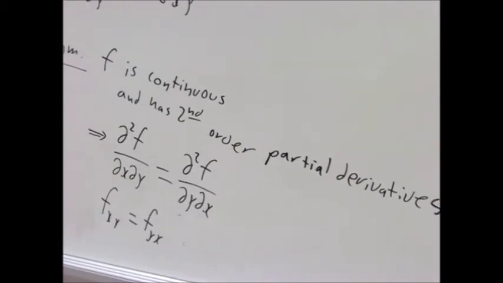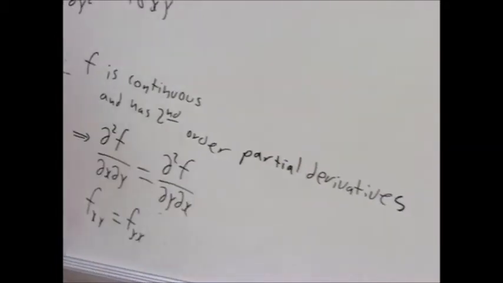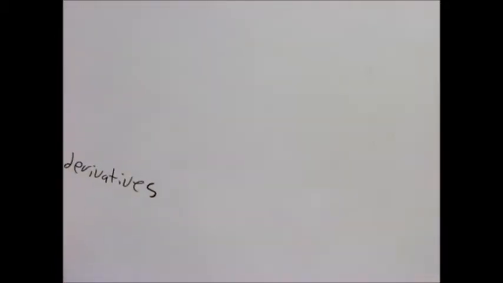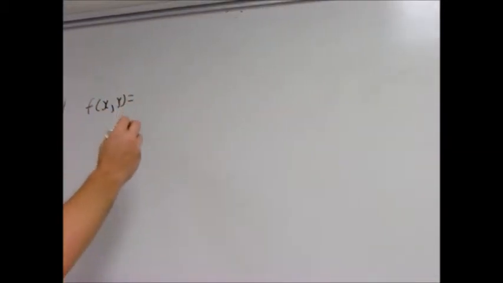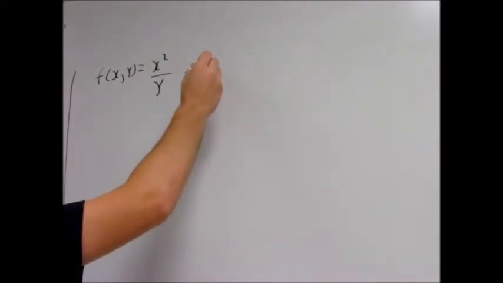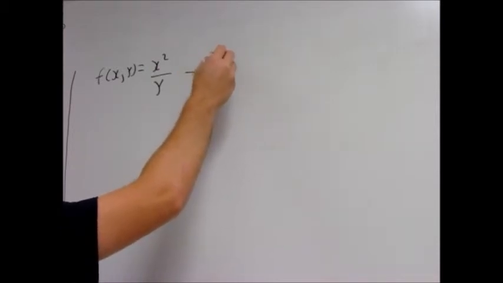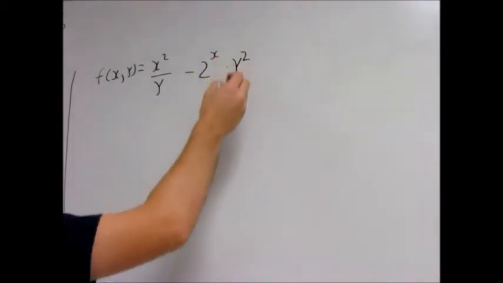So now let's do some examples, maybe a few more examples here, just to convince yourselves that in fact this equality does hold. So let's say we have something like f(x, y) equals x squared over y minus 2 to the x times y squared.